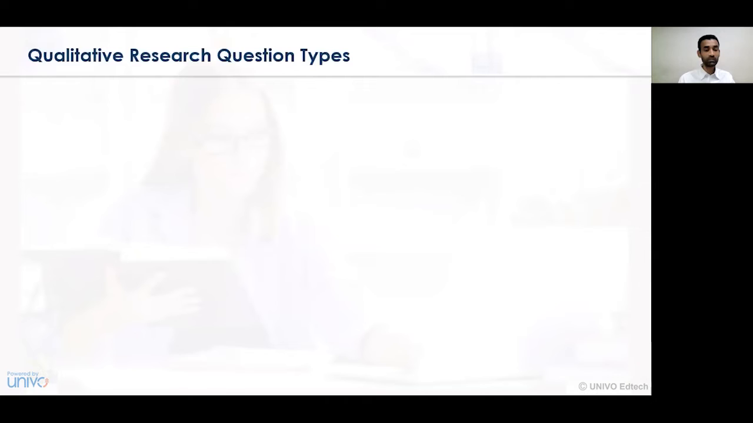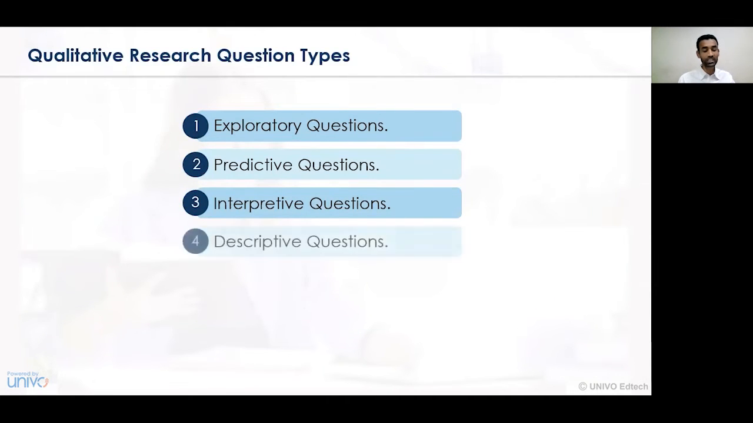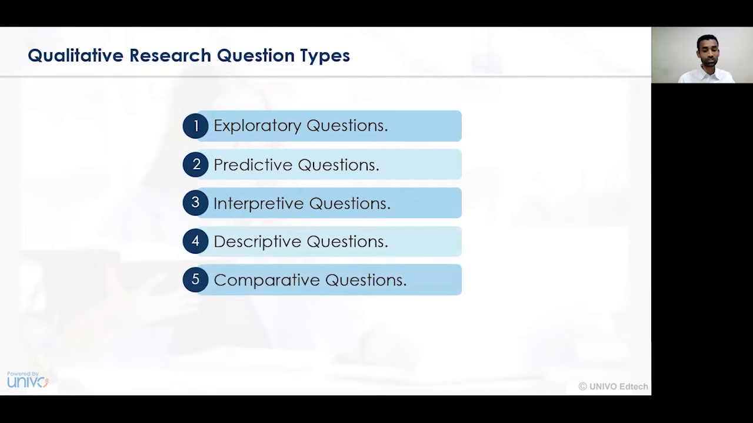Now let's understand the various qualitative research question types. The first qualitative research question type is exploratory questions. The second question that can be asked is predictive questions. The third type of question in terms of qualitative research is interpretative questions. The fourth type is descriptive questions. The fifth type is comparative questions. The sixth type is relationship-based questions.